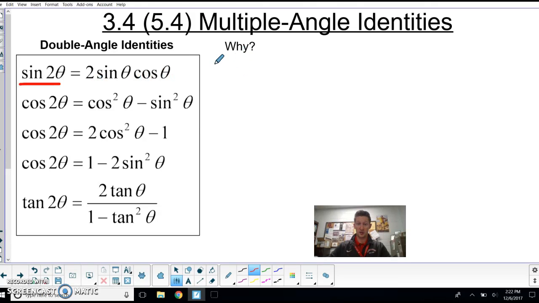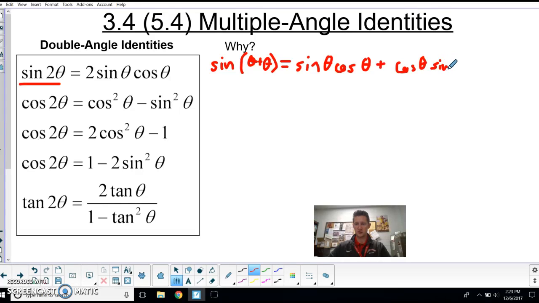theta cosine of theta. Now, why is that? Well, if I consider sine of 2 theta to be the same as the sine of theta plus theta, then I could use my sum identity for sine. So the sum identity for sine would go something like this. I'd take the sine of the first angle, theta, times the cosine of the second angle, which is also theta. And then I would add the cosine of the first angle, theta, times the sine of the second angle, which is still theta. And then I've got sine theta cosine theta, and sine theta cosine theta here as well.